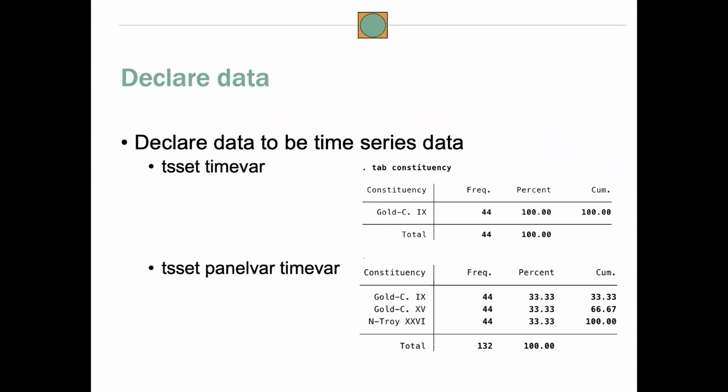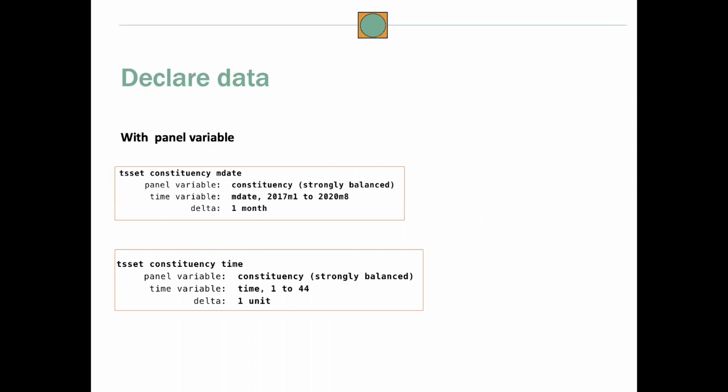But our data set contains multiple panels because it has 3 different constituencies. And so we'll have to declare the panel variable, which is our constituency variable. So in the tabulation on the right, we notice we have Gold Coast number 9, North Troy listed. So 3 different constituencies. So we have to declare our panel variable when we declare the data. So we'll use the tset panelvar timevar command. And if we don't do this, Stata will tell us that there are multiple time entries and the command will not work.